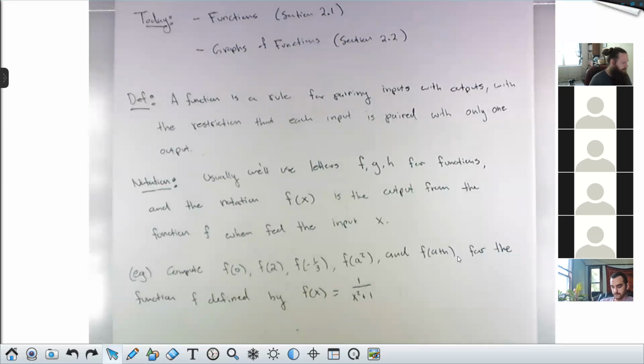What does that say? F of a plus h? Yeah, this is f of, and then the inside there is a plus h.